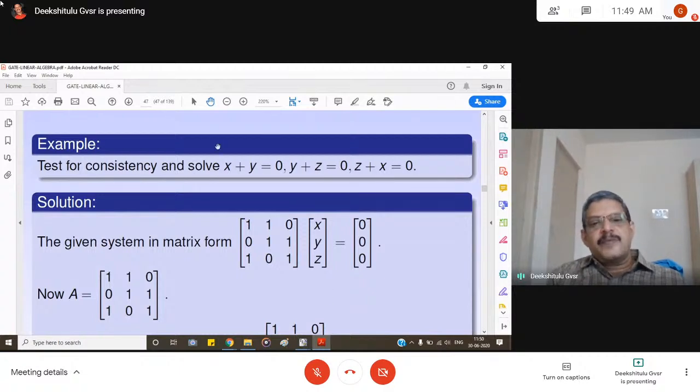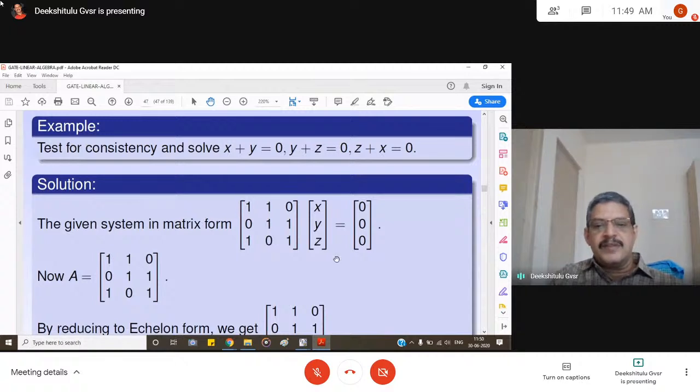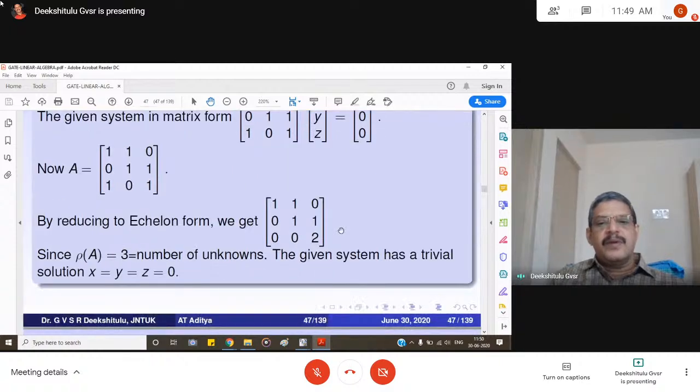Let us see. Let's check the consistency of x plus y is equal to 0, y plus z is equal to 0, z plus x is equal to 0. So this is the system of equations like this. The matrix A is so and so. Reducing to echelon form, it's like this.